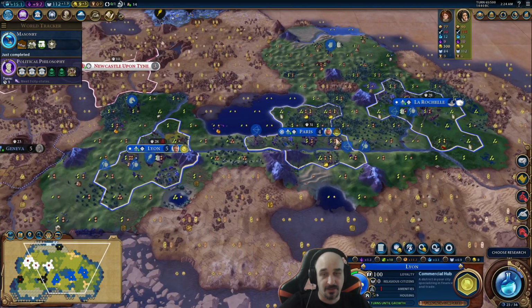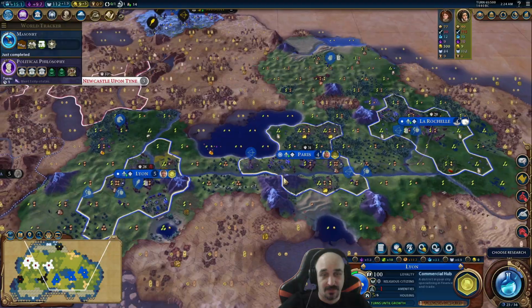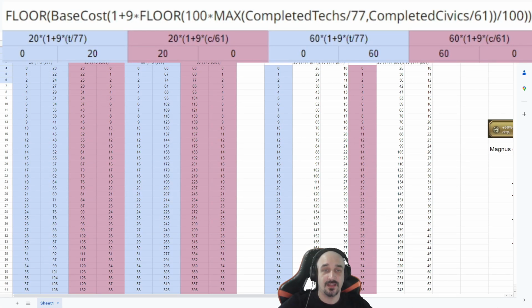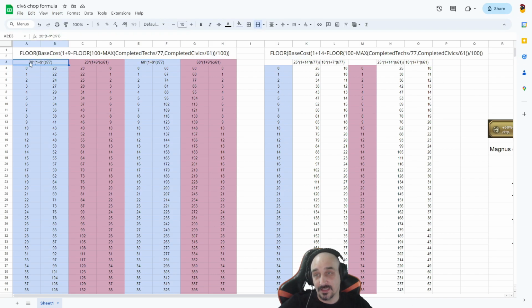So let's talk about the numbers behind all these interesting chops. After this small demonstration, let's talk about the math behind all these different numbers we just saw. First of all, let's discuss the formula for chops and district costs. As you can see, they're quite similar. It depends on the percentage or the number of techs or civics you opened. It will be multiplied by 20 for chops and by 60 for district costs. So when you place a district the same turn, it will cost you 3 chops. One district equals 3 chops.